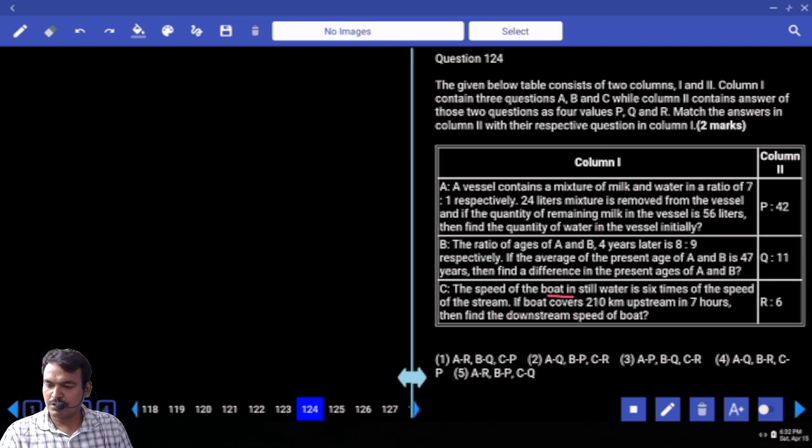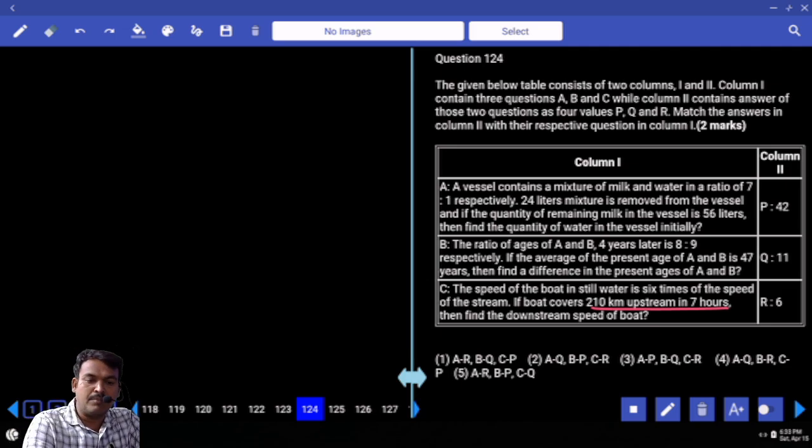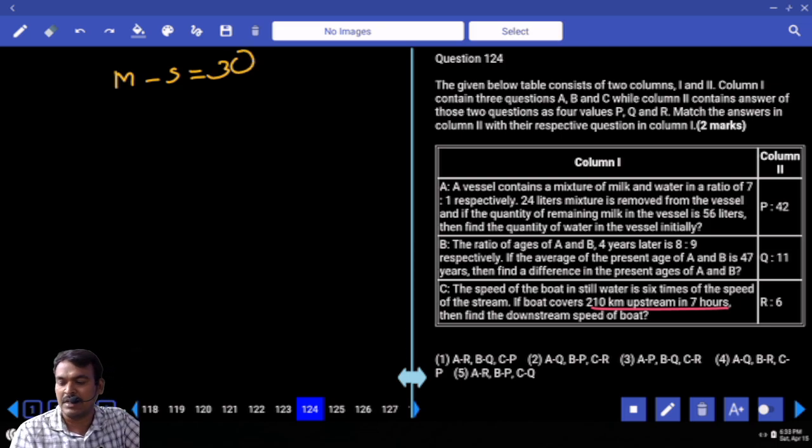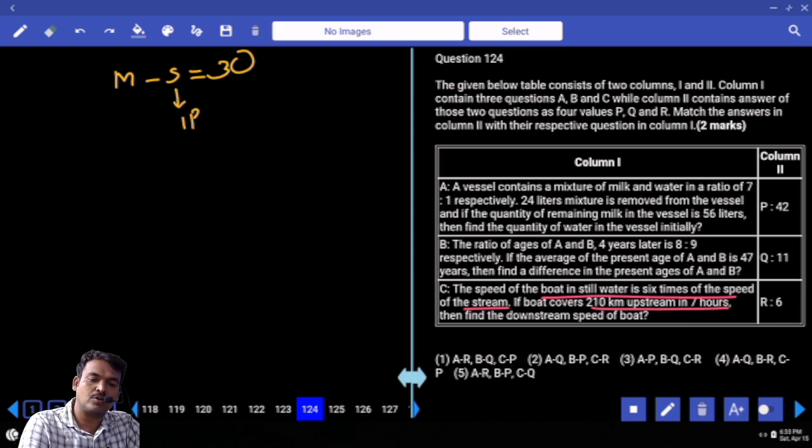The speed of the boat in still water is 6 times which one? The speed of the stream. If the boat covers 210 kilometers upstream in 7 hours, 210 kilometers in 7 hours means what is the per hour value? 30. Is that M minus S or M plus S? M minus S. M minus S is 30. But boat speed is 6 times which one? Stream speed. Means stream speed is 1 part, boat speed is 6 parts. Difference 5 parts. 5 parts are 30, means 1 part is 6.